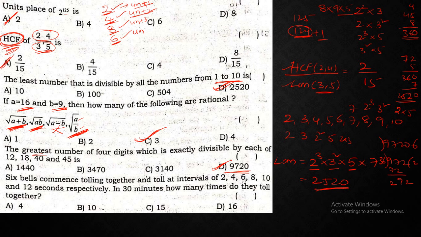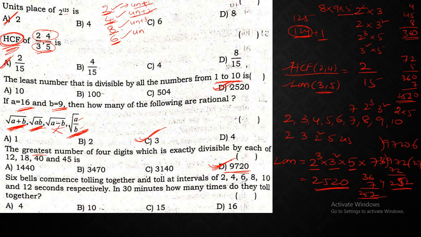In the 6 table, 6 threes are 18, 6 fours are 24, 6 fives are 30, 6 sixes are 36, 6 sevens are 42. So 36 sevens, if you check, 7 threes are 21, 7 sixes are 42, so 252. So clearly it is satisfying the condition.